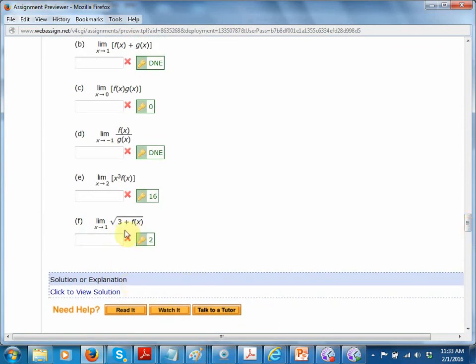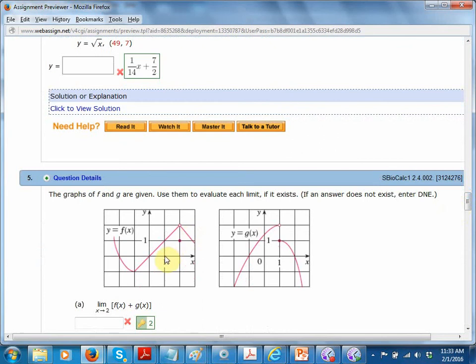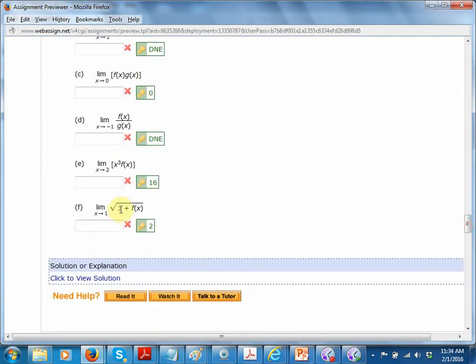Last one. X approaches 1 for f of x. We already knew the answer to that one, right? X approaches 1 is right here. F of x was 1. I just go to the y value right at the location I'm interested in. 3 plus 1 is 4. Square root of 4 is 2. So I get why they're asking. Just wouldn't do it myself that way. Okay, any questions on that?